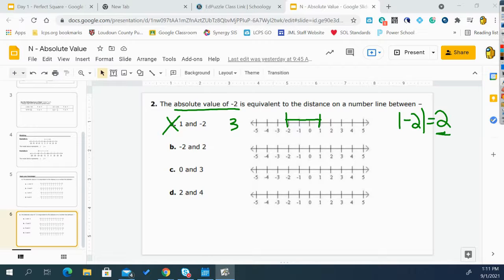Welcome back. If you solved that problem, the correct answer was D. And let's look at all the problems and figure out why. B cannot be the answer because negative 2 and 2 are 1, 2, 3, 4 away from each other. And we're looking for 2 away from each other. 0 and 3, if I mark them and count, 1, 2, 3, they're 3 away from each other. Cannot be the answer. But our final one, 2 and 4, if I put a line at 2 and a line at 4, they are only 1, 2 spots away from each other. And that's exactly what we were looking for, so it had to be D.